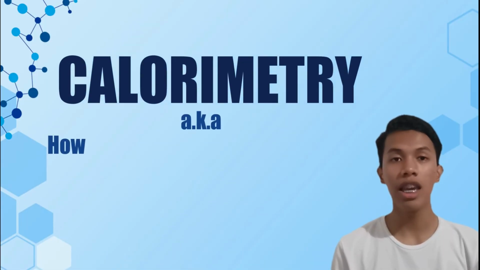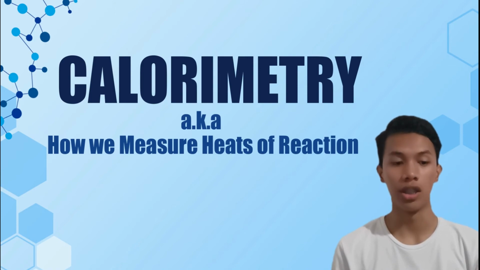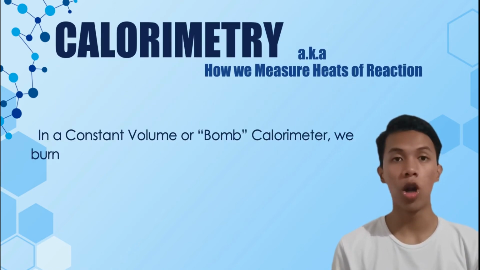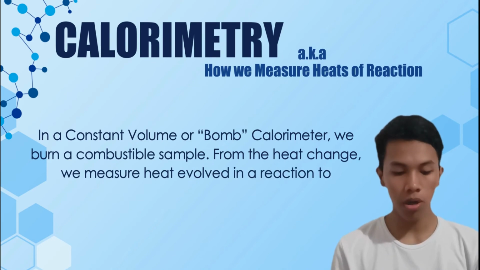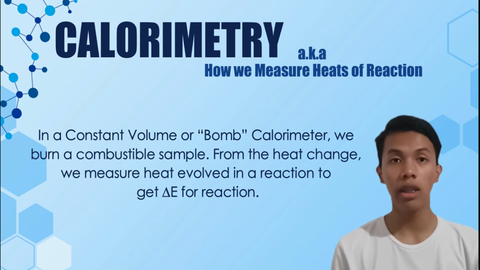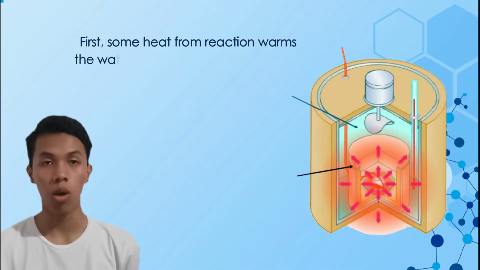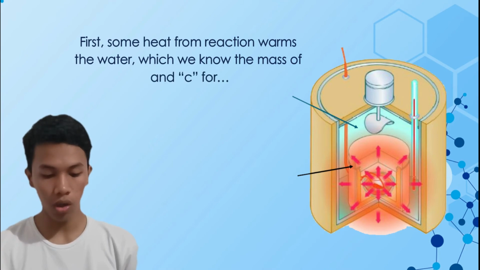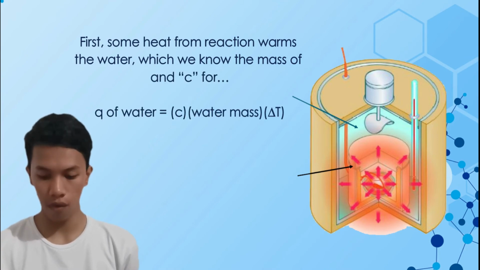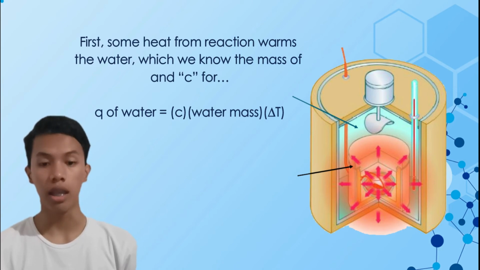Calorimetry, aka how we measure heats of reaction. In a constant volume, or bomb calorimeter, we burn a combustible sample. From the heat change, we measure heat involved in a reaction to get the delta E for the reaction. First, some heat from the reaction warms the water, which we know the mass of, and the heat of the water is equal to the heat capacity multiplied by the water mass and multiplied by the delta T.